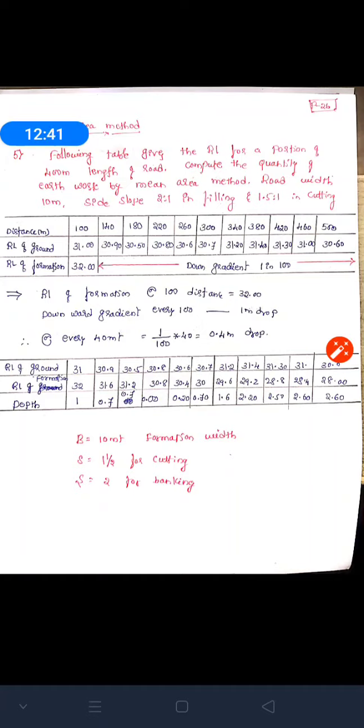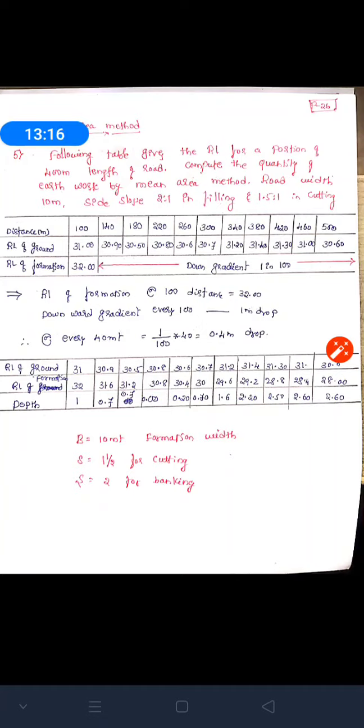Okay, and in the solution you can see RL of formation at distance n equals 32 here. 32 is the given formation level. Ground level is 31. Okay, now don't worry about ground level. Formation level is 32. Downward gradient, therefore at every 100 meter there will be 1 meter drop here. Therefore at every 40 meter, because the difference between the chainages is 40, there is 1 divided by 100 into 40, that we got 0.4 drop here. It is a drop, so it means we should deduct here.